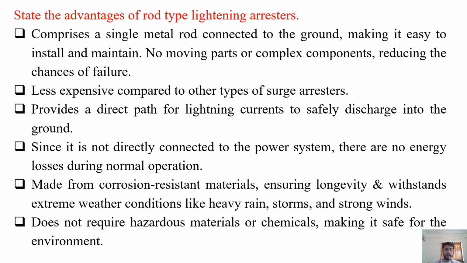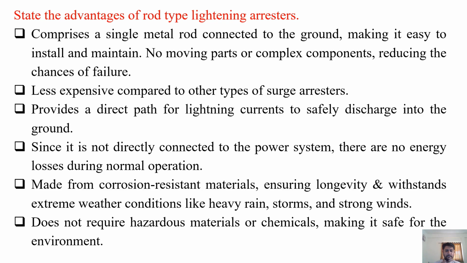State the advantages of rod type lightning arresters. So it comprises a single metal rod connected to the ground, making it easy to install and maintain. No moving parts or complex components are there, so it reduces the chances of failure. Less expensive compared to other types of surge arresters. It provides a direct path for lightning currents to safely discharge into the ground. Since it is not directly connected to the power system, there are no energy losses during its normal operation.